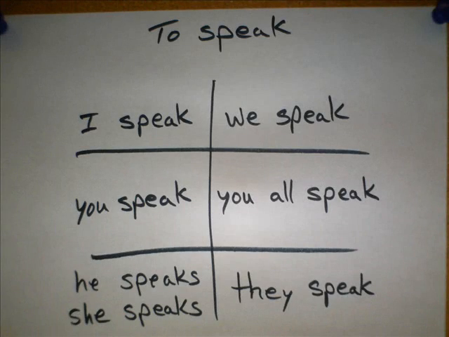Here we have an example of a conjugation in English. We take the infinitive to speak and conjugate it according to the subject. I speak, you speak, he or she speaks, we speak, you all speak, or they speak.